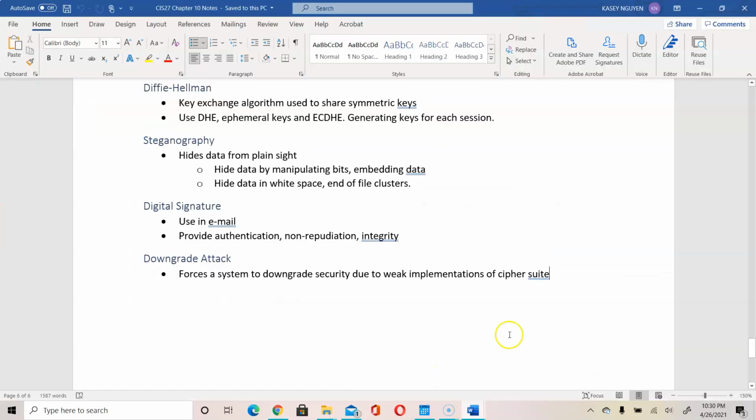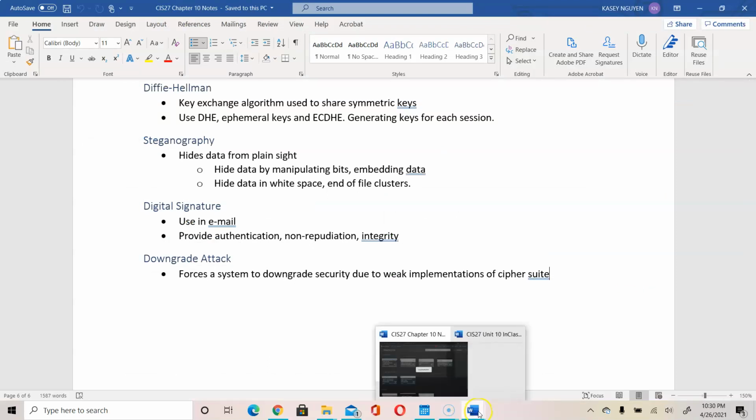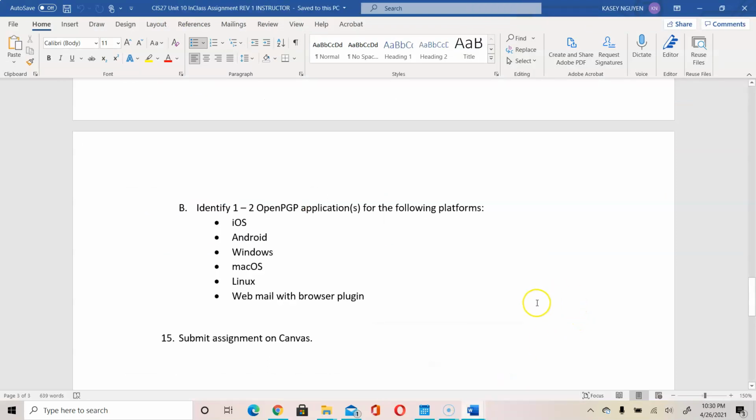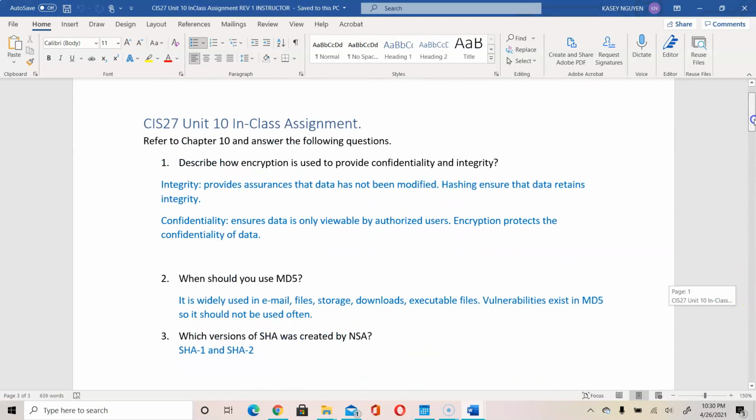So now coming back to this, after you complete your assignment, you simply save your answer and then submit it onto Canvas.